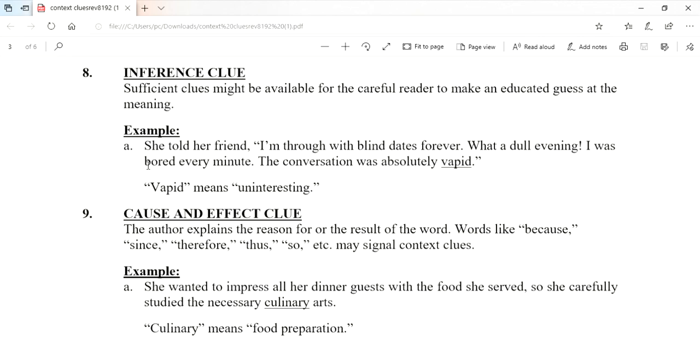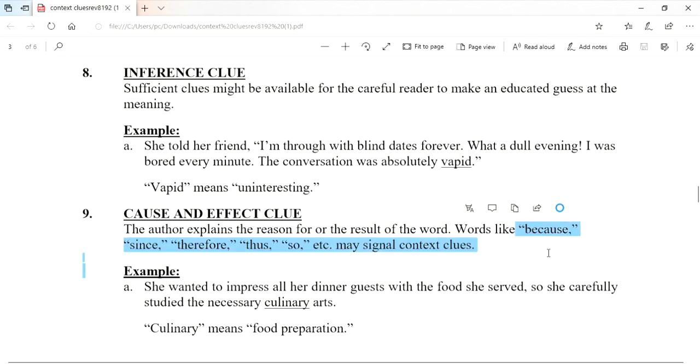Cause and effect clue: the author explains the reason for or the result of the word. So the author will tell you that because of this, that is why something else happened. Words like because, since, therefore, thus, so, etc. may signal context clues. So these are all cause and effect words. They tell you about why something else happened. So these are things you might look out for when you're looking at cause and effect clues.